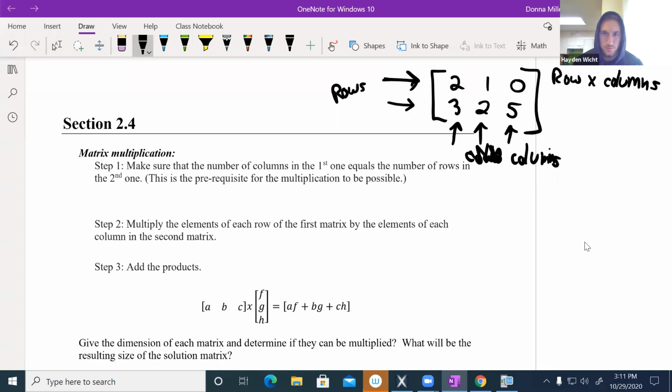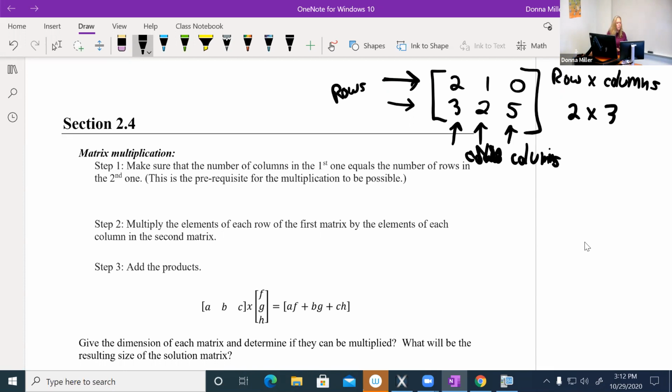And how many columns? 3. So we call it a 2 by 3 matrix, all right? So it's the number of rows by the number of columns. Okay, so that's its size.